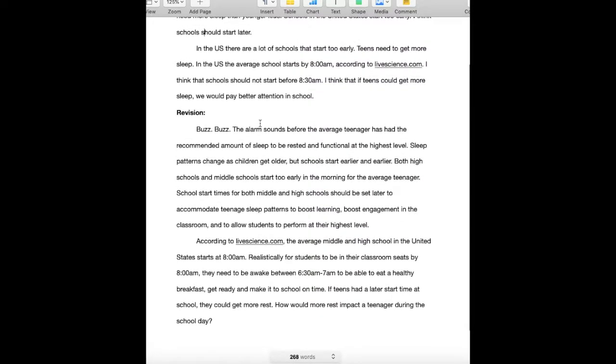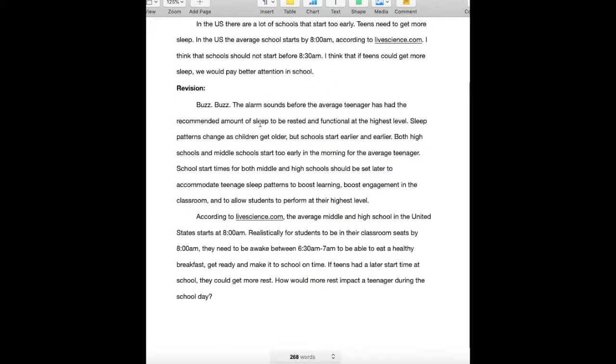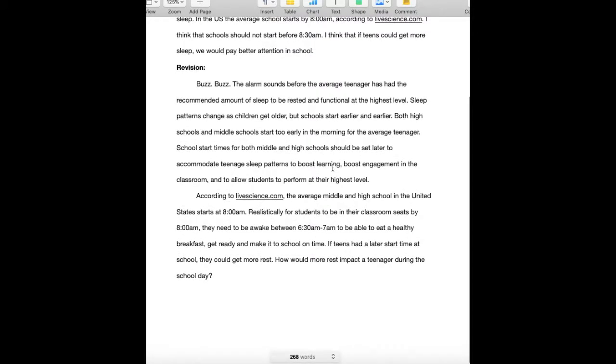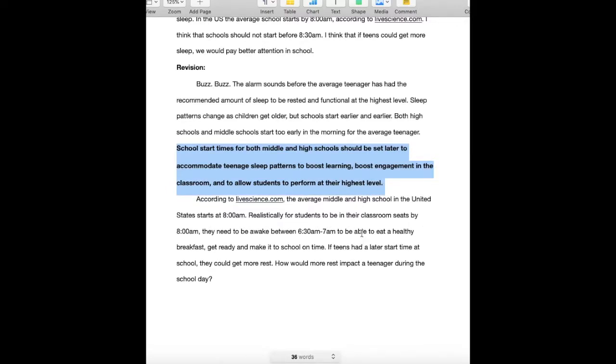That thesis statement gives us not much to go on. If we look at the revision, we can look down here at this thesis statement. "School start times for both middle and high school should be set later to accommodate teenage sleep patterns, to boost learning, boost engagement in the classroom, and to allow students to perform at their highest level." So now what I've done is I've identified my argument. School start time should be later, but here is why.